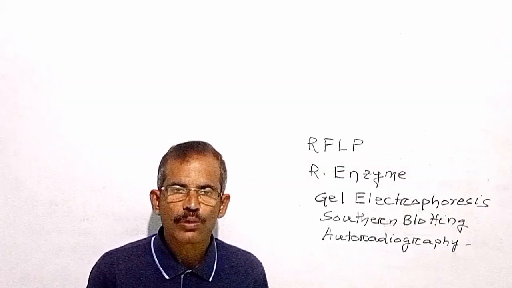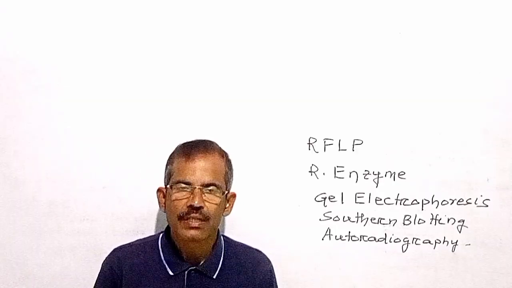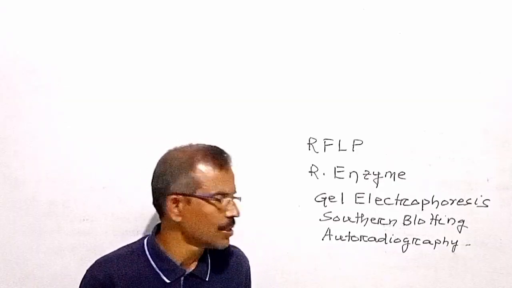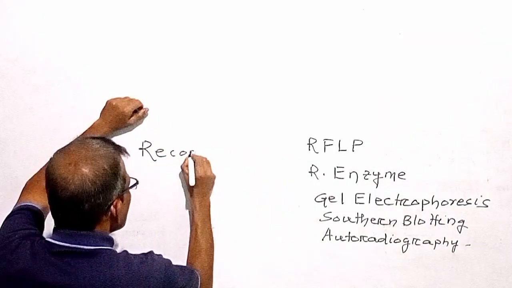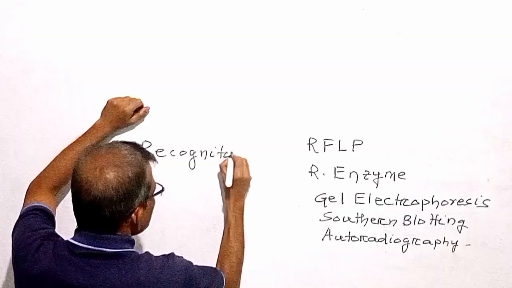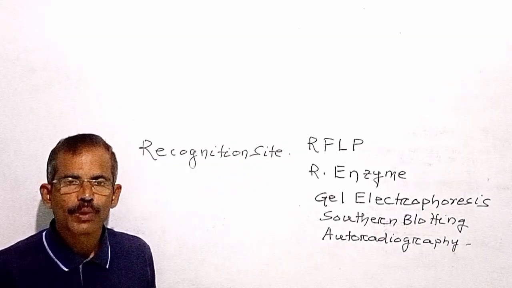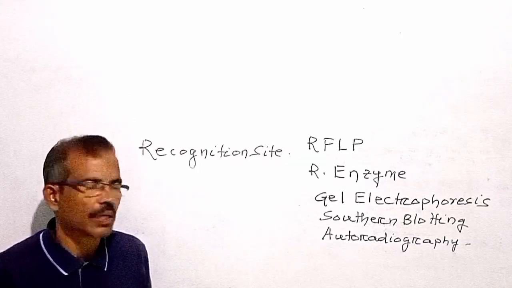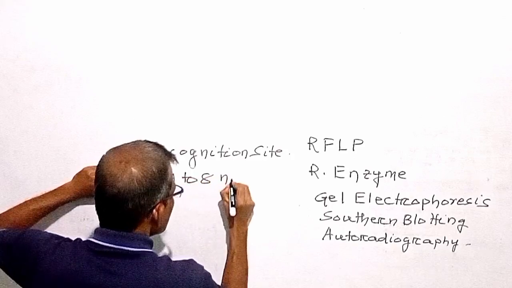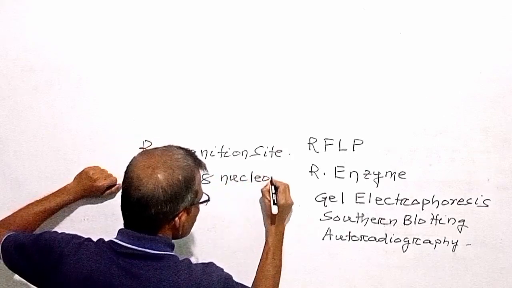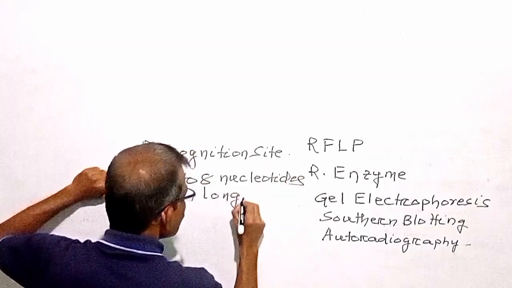Restriction enzymes, also known as restriction endonucleases, are proteins that cut DNA at or near specific sites known as recognition sites. Each restriction enzyme recognizes a unique short DNA sequence, typically 4 to 8 nucleotides long.